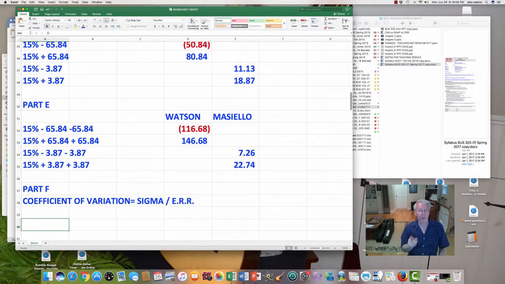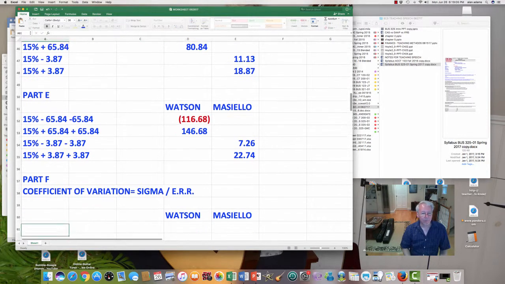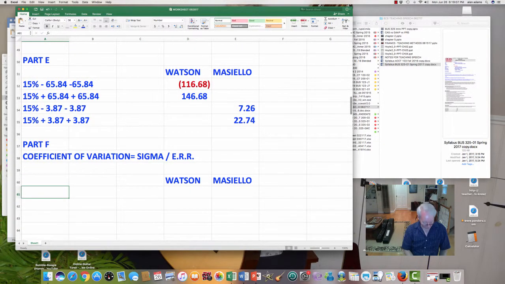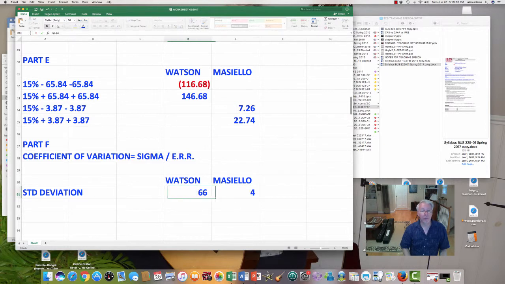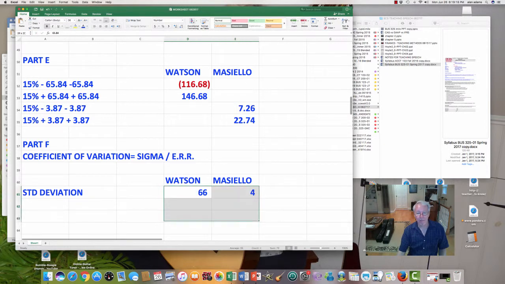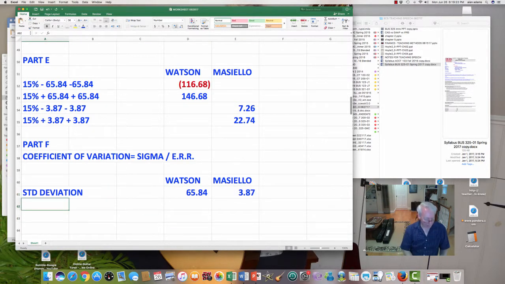Masiello is safer. But I asked you to do the CV anyway, so let's do it. So let's hang Watson out here and put Masiello right alongside, and just fill in our factors. We know that the standard deviation for Watson is 65.84, and for Masiello it is 3.87. I'll give these 2 decimal places for us. And I know that the ERR for both companies is 15.